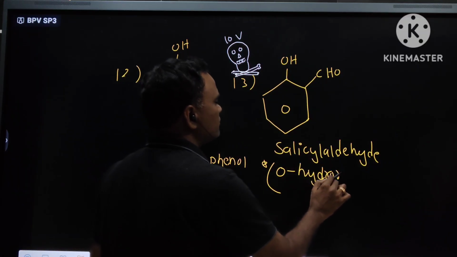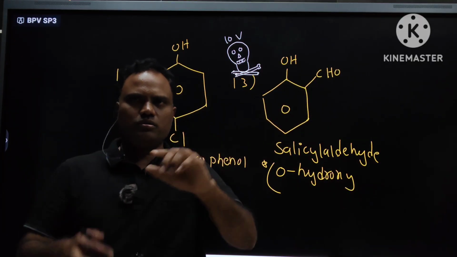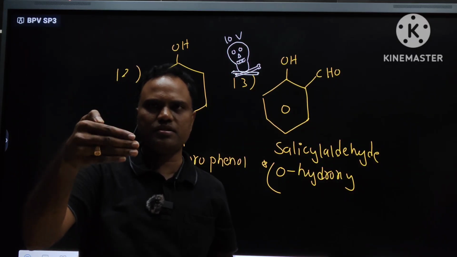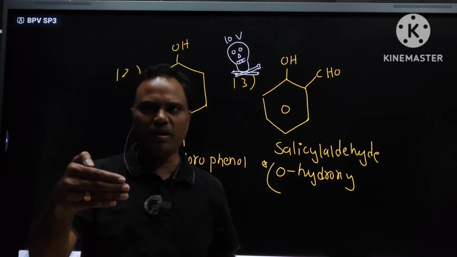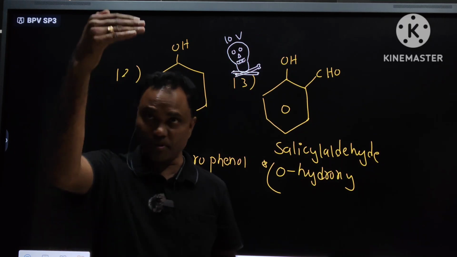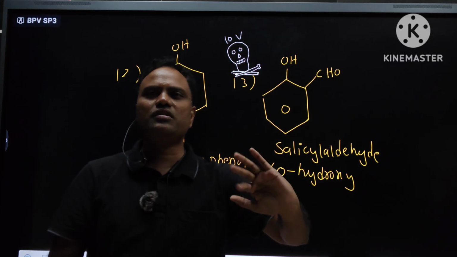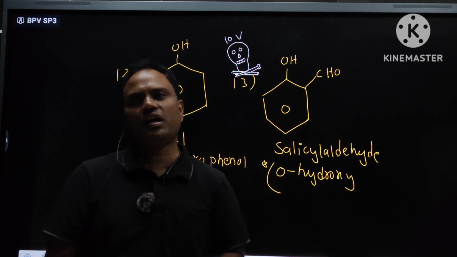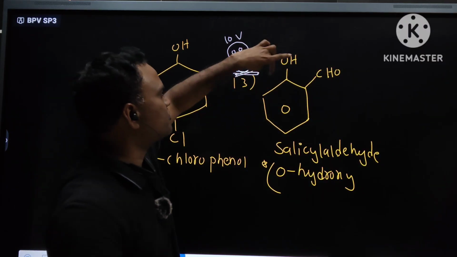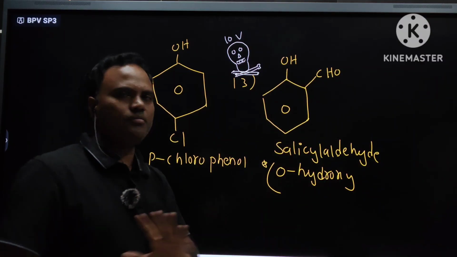O-hydroxy. What is o-hydroxy? See, this is the main functional group, aldehyde. You know, in nomenclature, functional group priority: first carboxylic acid, sulfonic acid, next ester, acid halide, amide, cyanide. After that, aldehyde, ketone, alcohol. When CHO and OH are present, aldehyde is the high priority. So this is the main parent group, and OH is the substituent. That's why I'm using the word hydroxy. Just learn it as it is, structure and name.